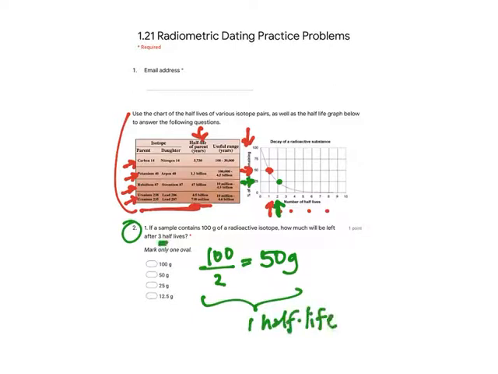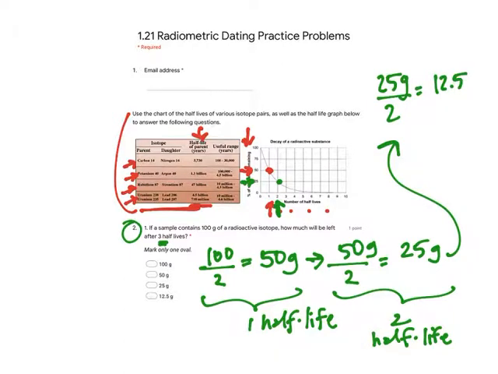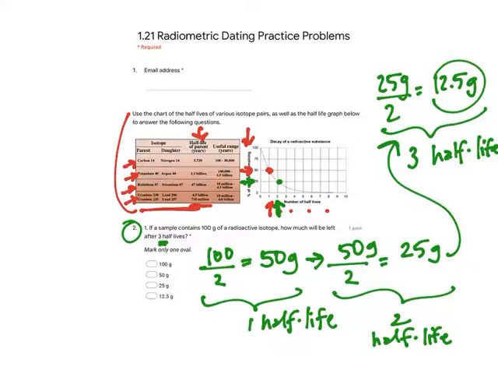But it's saying 3 half-lives, so I need to divide this number by 2 more times. So I'm going to do 50 grams divided by 2, and that's going to give me 25 grams remaining after that second half-life. And then if I divide this again, 25 grams divided by 2, that would be approximately 12.5 grams, and that would be after the third half-life. So this would be our final answer. Our best choice would be D down here.